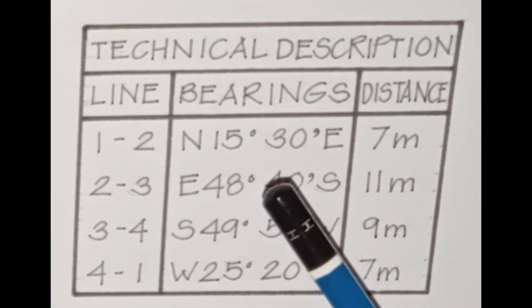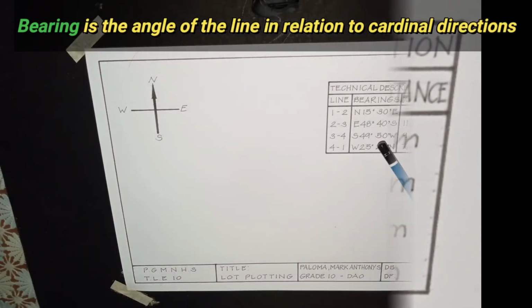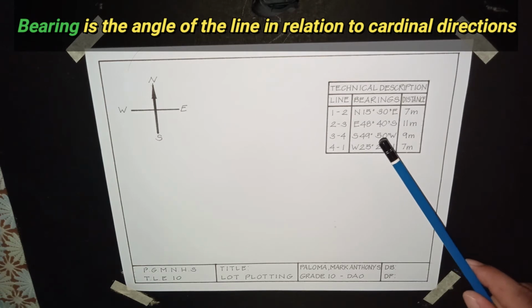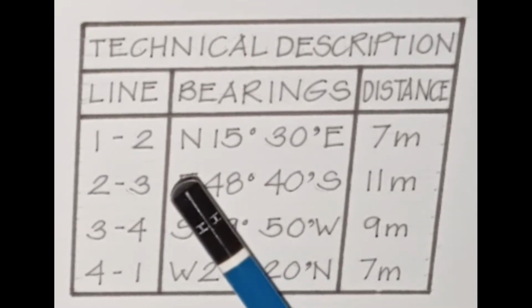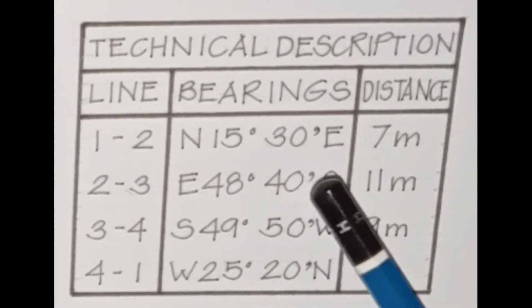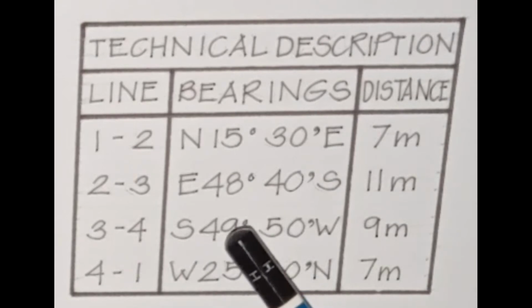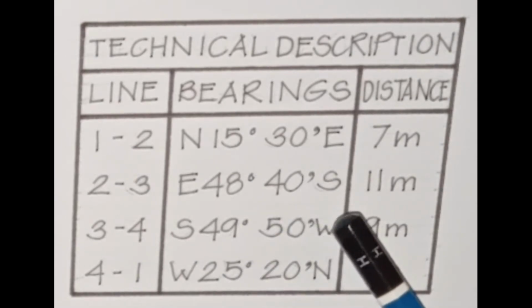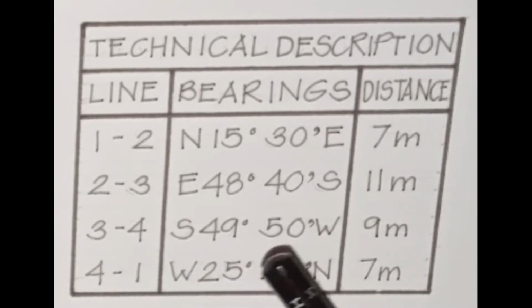For the bearings, we have the following example. By the way, when we say bearings, these are the angles of the lines in relation to cardinal direction. So for the first line, we have north 15 degrees, 30 minutes going to east. For the second line, we have east 48 degrees, 40 minutes south. For the third line, we have south 49 degrees, 50 minutes west. And for the last line, we have west 25 degrees, 20 minutes going to the north part.